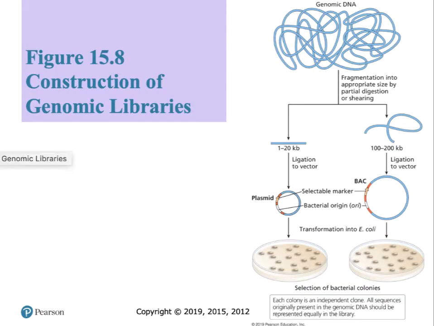Figure 15.8 gives the rough and dirty view of how to construct a genomic DNA library. Start with your DNA, cut the DNA into fragments, clone those fragments into your vector, and then transform bacterial cells with the vector, and then select for colonies that contain the inserts, and maintain those plates, because that's your library.